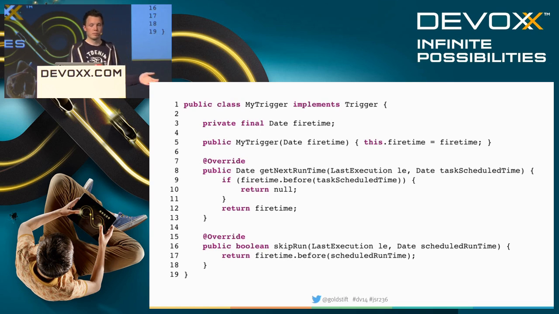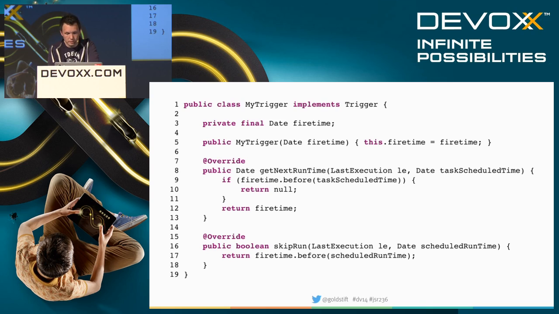And this getNextRunTime, as you see, gets the last execution info, which contains information about the last execution, for example the date, the point in time when the last execution happened. It also contains the task schedule time, which is the point in time when the task has been added to the executor service. And as you can see here, what we do is we simply check whether the task was added to the executor service before the configured fire time, or whether the task was added after the configured fire time, and if this is the case, we won't run the task.